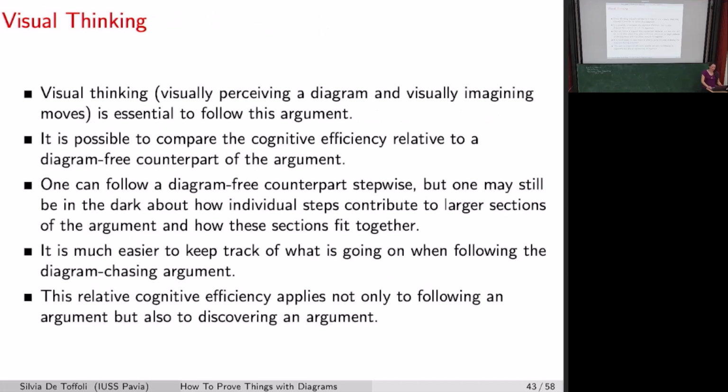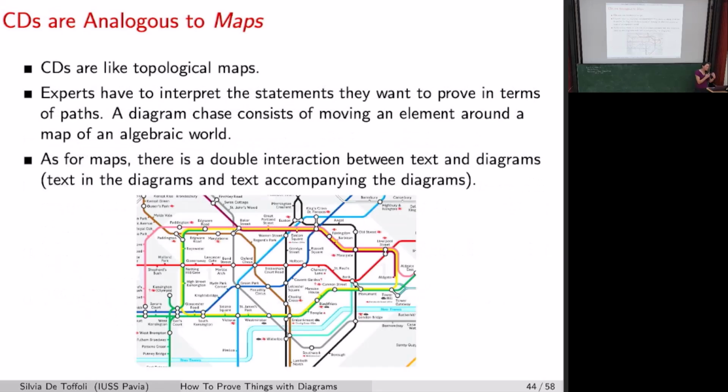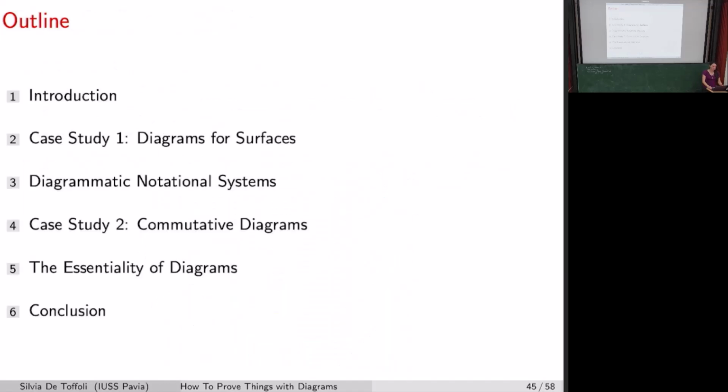Okay, so quickly, there is still visual thinking going on in commutative diagrams, and I think in a way they are analogous to maps of underground systems, in which you don't care so much about the geometry, but you have different nodes connected in different ways, and you have to connect two nodes or find some properties. So let me go to the last part of my talk.